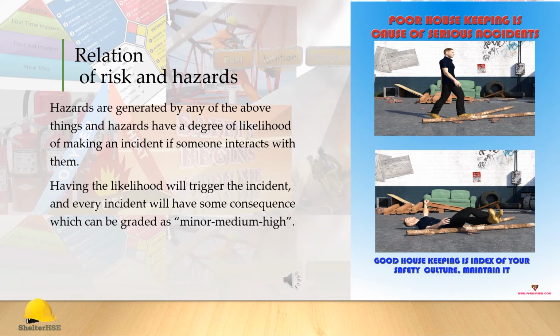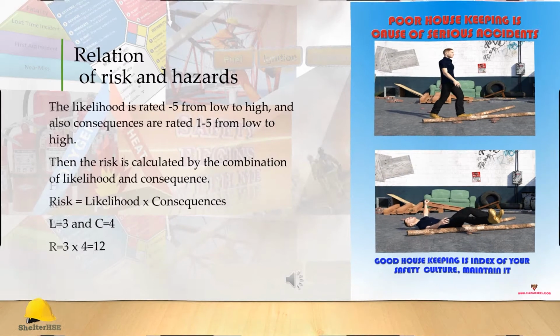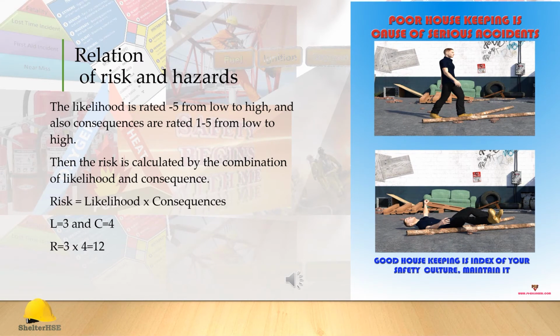Having the likelihood will trigger the incident, and every incident will have some consequence which can be graded as minor, medium, high. The likelihood is rated 1 to 5 from low to high, and also consequences are rated 1 to 5 from low to high. Then the risk is calculated by the combination of likelihood and consequence. Risk equals likelihood x consequences. L equals 3 and C equals 4. R equals 3 x 4 equals 12.